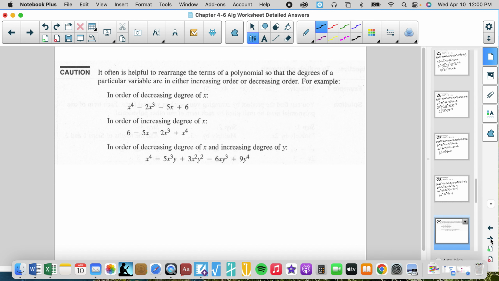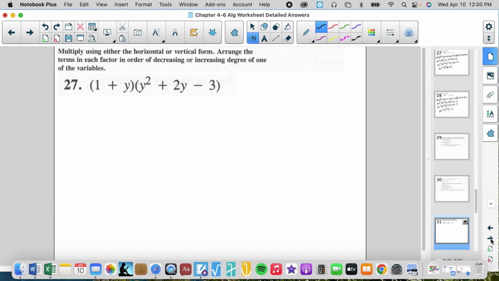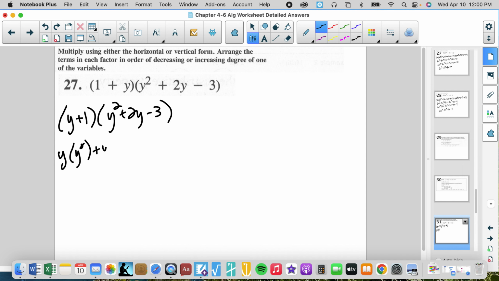Okay. Whew. Here we go. So it says it often is helpful to rearrange the terms of a polynomial so that the degrees of a particular variable are either in increasing or decreasing order. For example, yes. We want to put them in standard form. If we put them in standard form to begin, that just helps you with your order after.